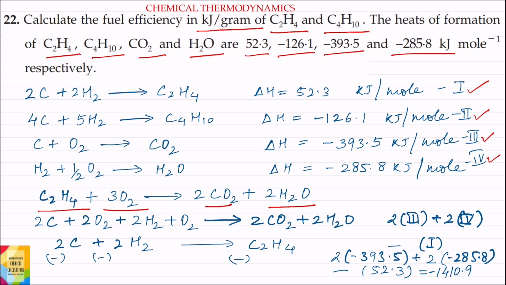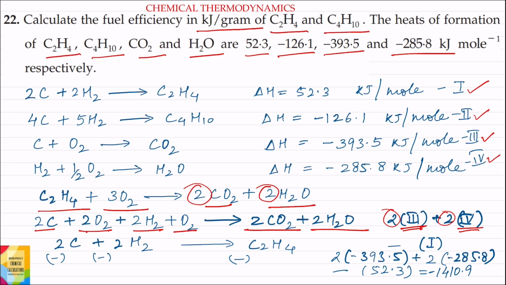तो इस इक्वेशन में हमें 2 moles of CO2 चाहिए प्रोडक्ट साइड में and 2 moles of H2O चाहिए प्रोडक्ट साइड में. So what we will do, we will multiply equation number 3 by 2 and equation number 4 by 2 and we will add these equations and we get the equation 2C plus 2O2 plus 2H2 plus O2 forming 2CO2 plus 2H2O. Now we need C2H4 on the reactant side.